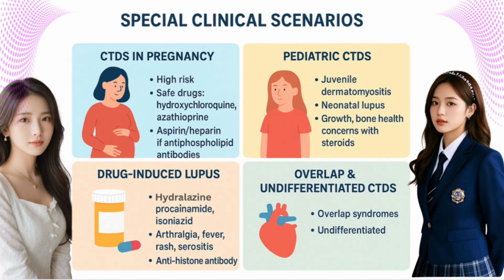Vignette example: a man on hydralazine for hypertension develops joint pain and pleuritis. His ANA is positive and antihistone antibodies are detected. Stopping hydralazine resolves his symptoms.